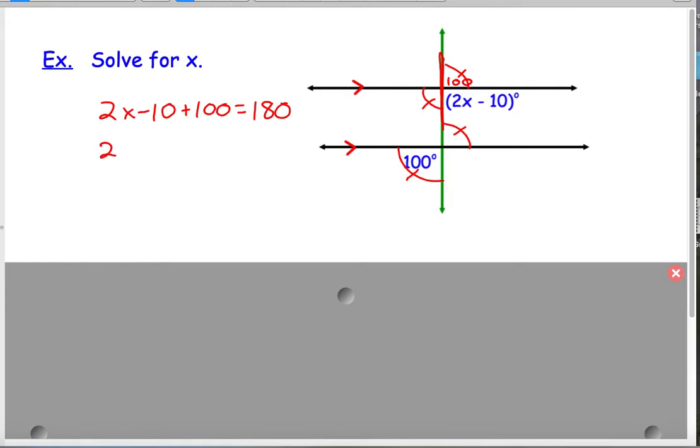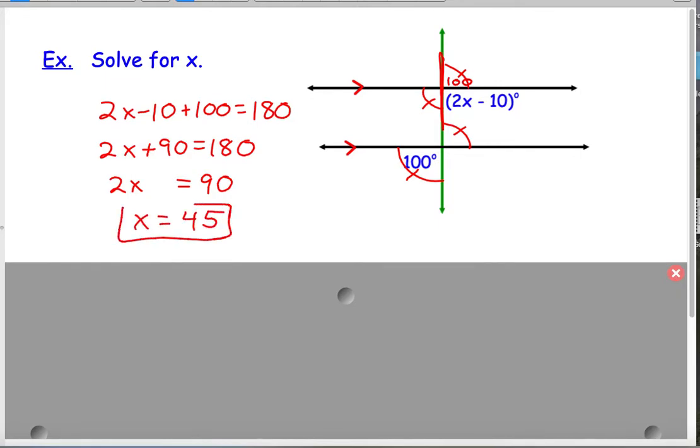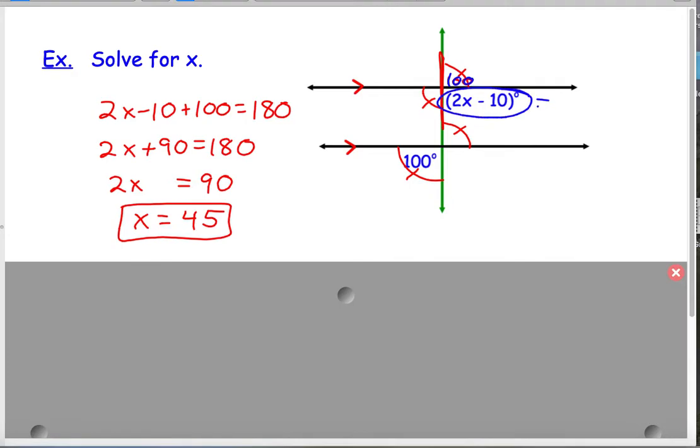Combine like terms, 2x plus 90 equals 180. And now solve the equation. Subtract 90 from both sides, divide by 2, and I've got my answer. Now what some students would rather do is say, well, wait a minute. If this is 100, then I know this angle has to equal 80. And they'll just start right with that. 2x minus 10 equals 80, and solve that. If I add 10 to both sides, and then divide by 2, I still get the same answer. So either way you want to think about it. All right, let's look at one more.